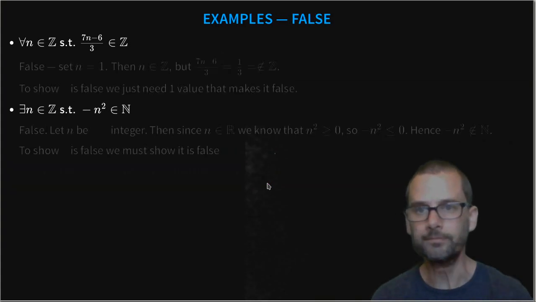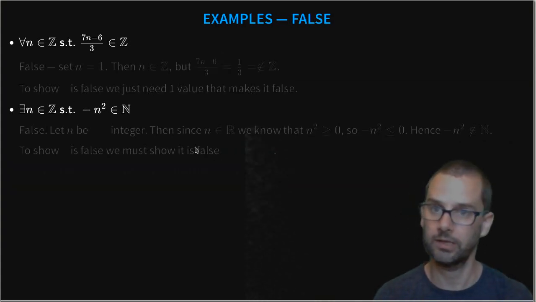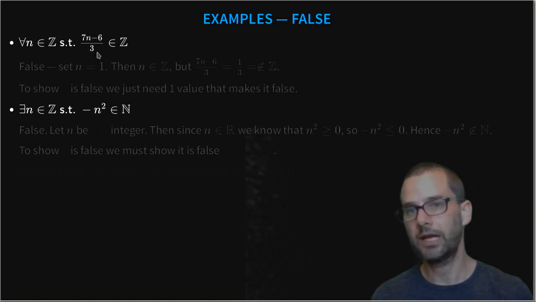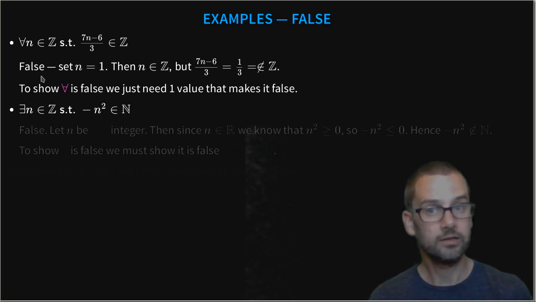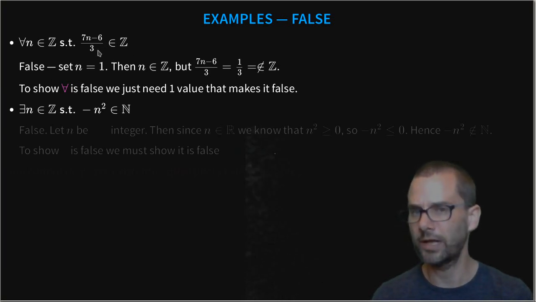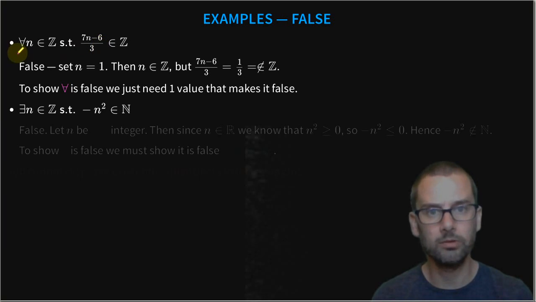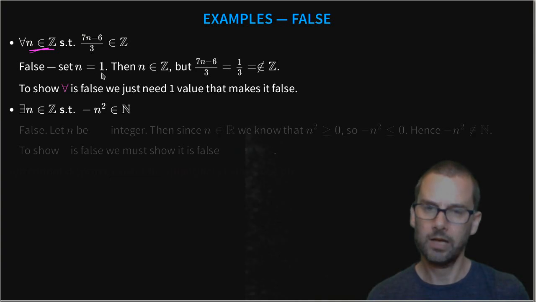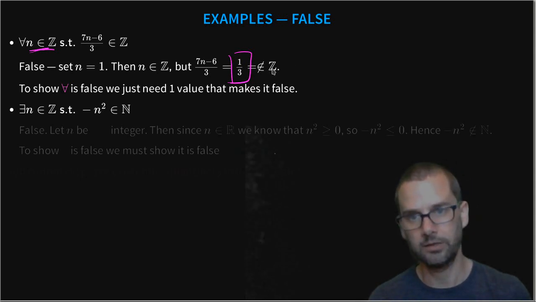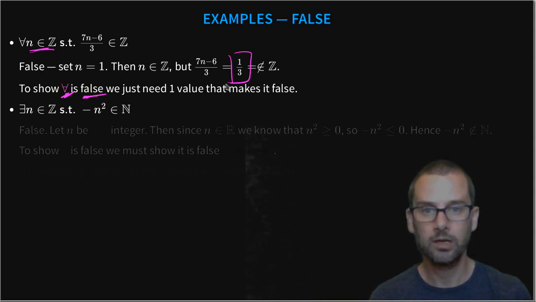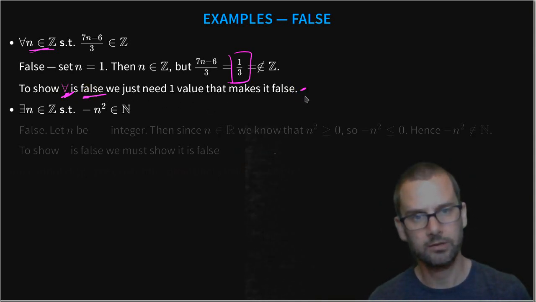Okay. So let's look at false versions of these things. For all integers n, (7n minus 6) divided by 3 is an integer. Now this is false, and to see that it's false, we just need to show it goes wrong once. Because remember, in order for this to be true, it's got to be true for every single n. So we can just pick n equals 1, then the numerator becomes 7 minus 6, divided by 3, which is a third, and a third is definitely not an integer. So again, to show a universal quantifier is false, we just need one value that makes it false.